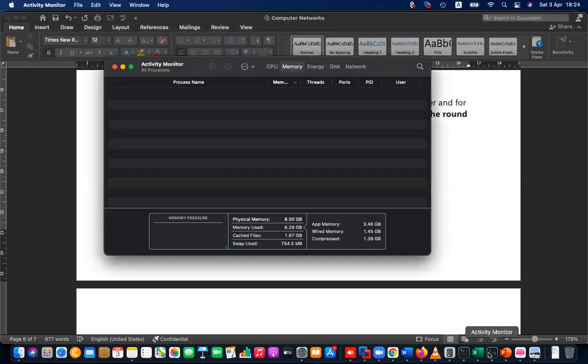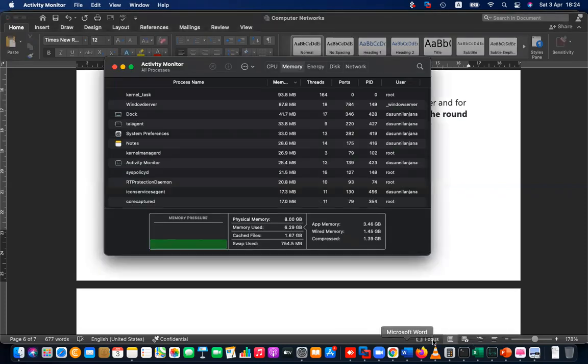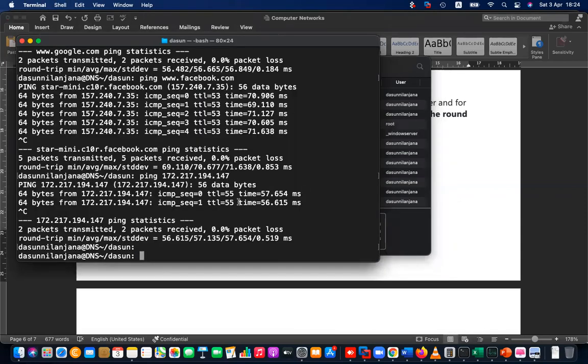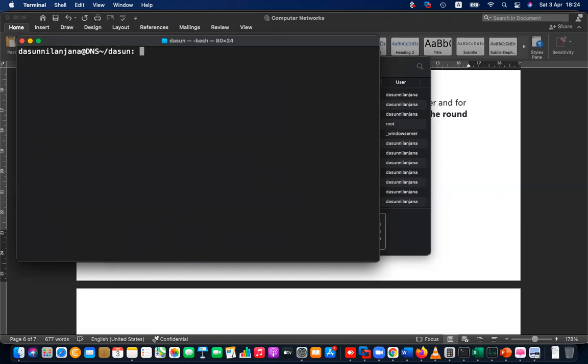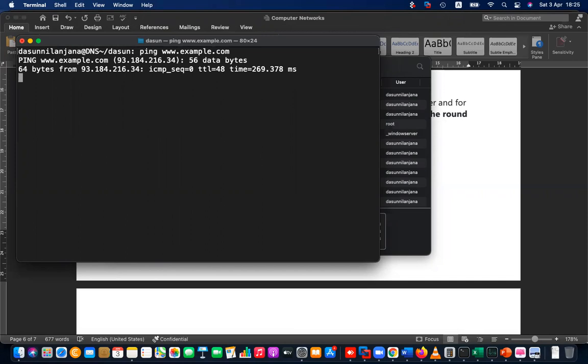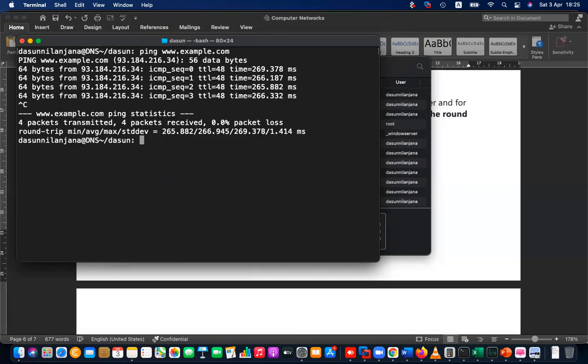For an example, I'm trying to reach a website, this one again, a website which does not exist. So let's say I'm going to ping www.example.com, which is there. It's reaching it. So okay, now I'm trying to reach www. Let's say www.